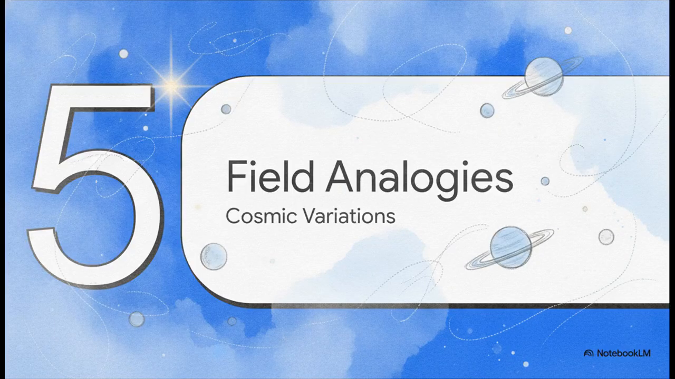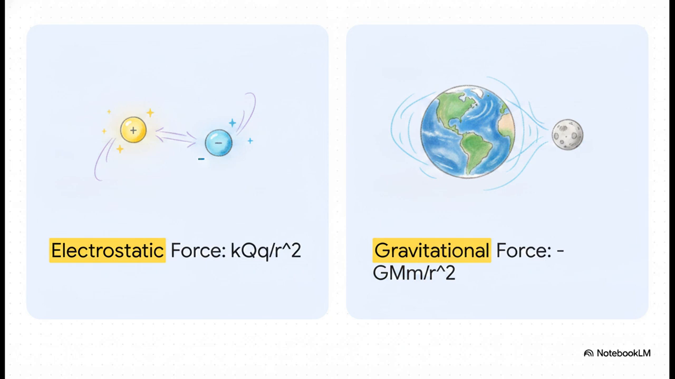Section 5. Field analogies and variations. Notice how beautifully physics repeats itself here. The math of gravitational fields perfectly mirrors electrostatic fields. Where electrostatics uses the constant k and charges q, gravitation just swaps in the constant G and mass m. The main difference? That attractive minus sign acting as our cosmic glue. Honestly, if you know one formula, you conceptually know the other.